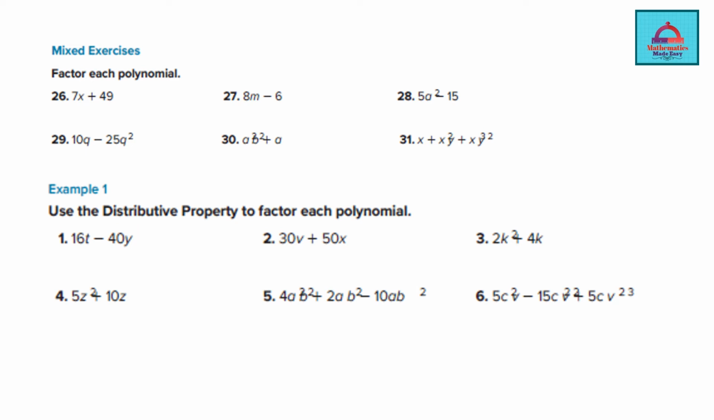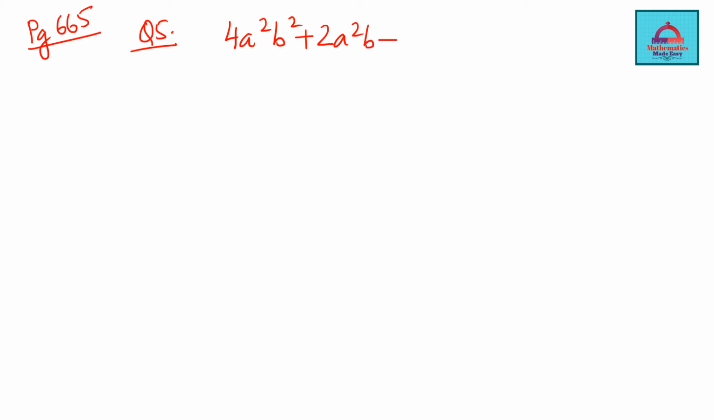Let's try and solve some mixed exercises from your math book. This is page 665 and 666. The problems that we will be solving are 30, 31, 5 and 6. So let's solve them in the next slide one by one. Okay, so first we are solving the questions from page 665. So we are going to do question 5, which is 4a square b square plus 2a square b minus 10ab square. So I assume now you are more confident in doing the GCF and the factorization.